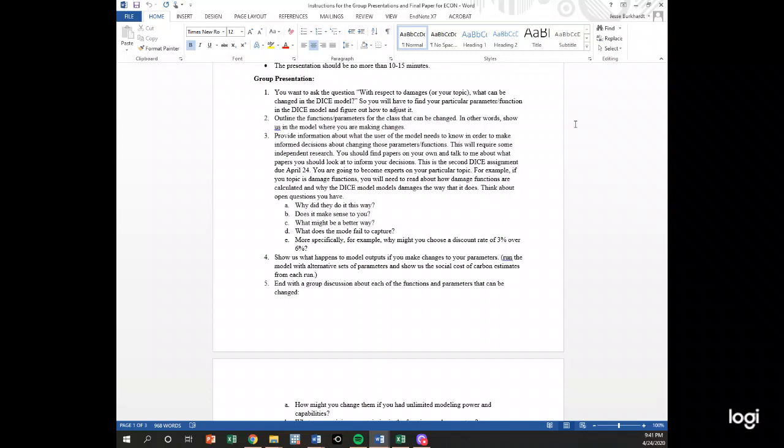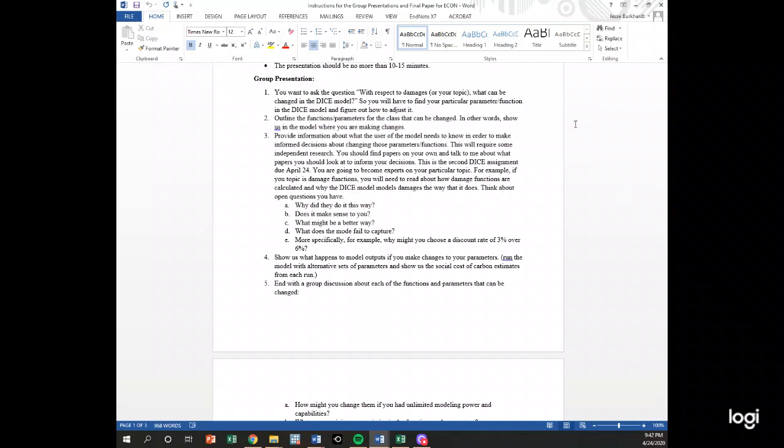But it's not quite that simple. We first have to calculate the social cost of carbon. And so you've done that in the first DICE assignment. And we can calculate it, but then we want to perform some sensitivity analyses. We're not quite positive that the calculation we get straight out of the box is the one that is correct.